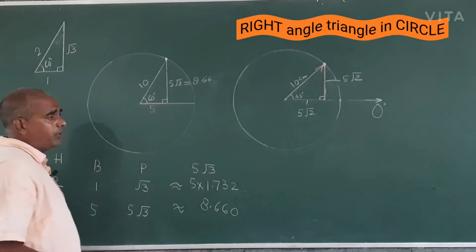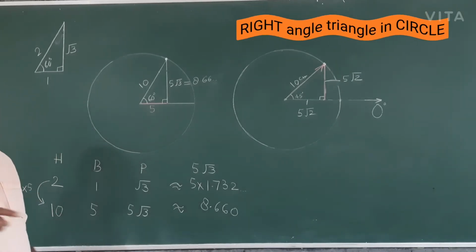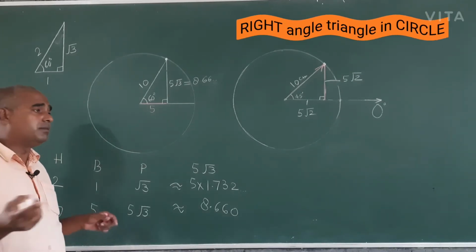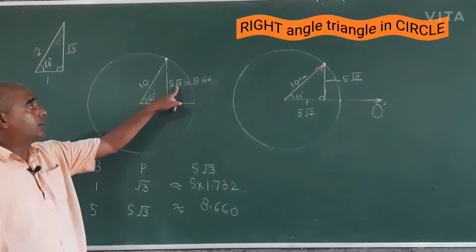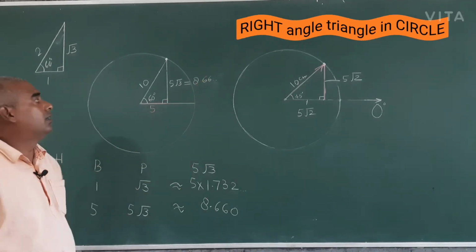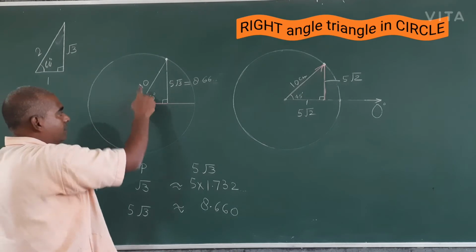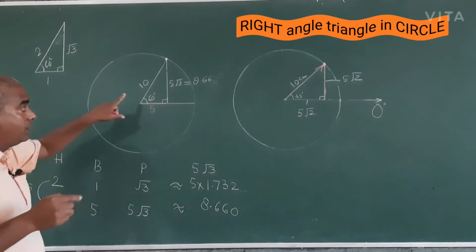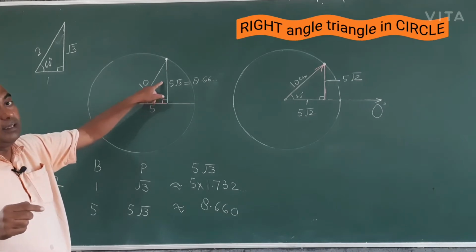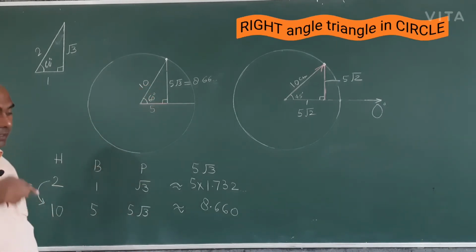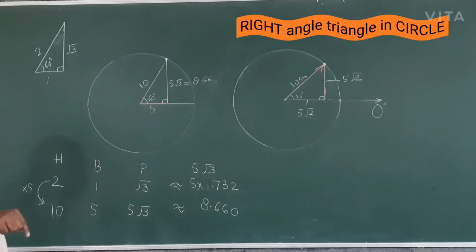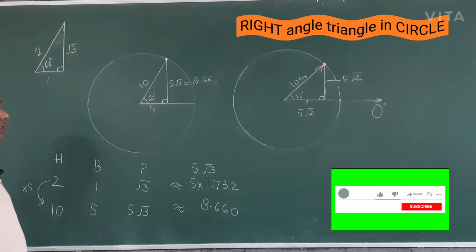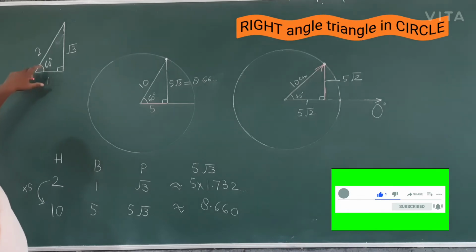Because root 3 and root 2 are not shown on the scale, right? 1 centimeter, 2 centimeter. So that's why this is 8.66. This is the highest, 10. This is half of that one. I have shown this in the 60 degree right angle triangle in my video number, the link is given in the description. At that time I told you sin 60.